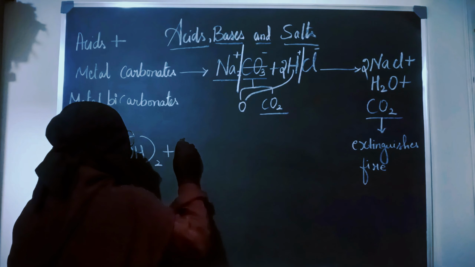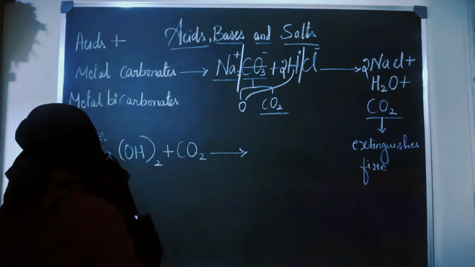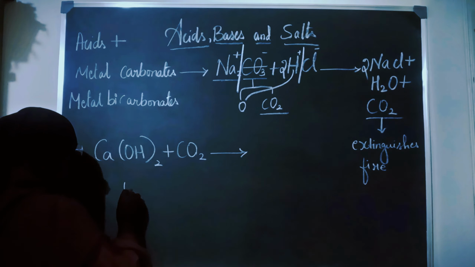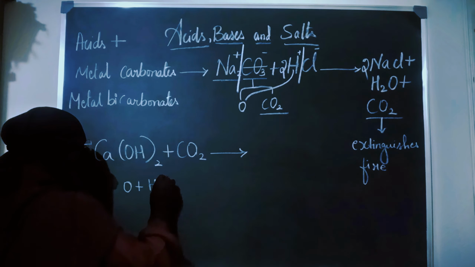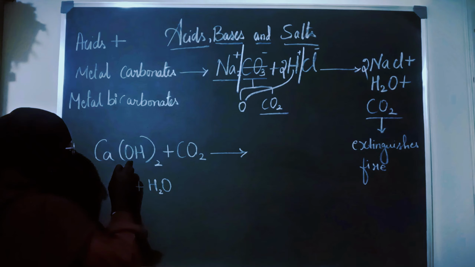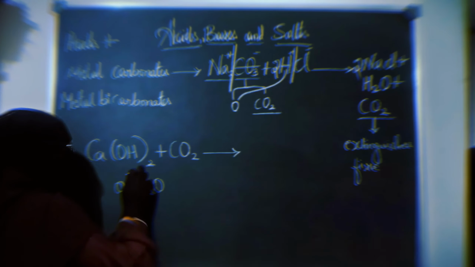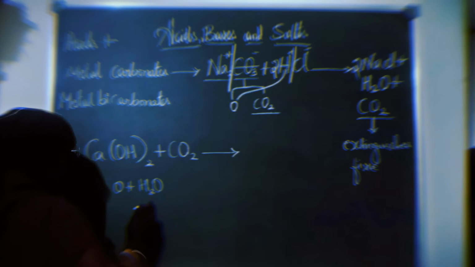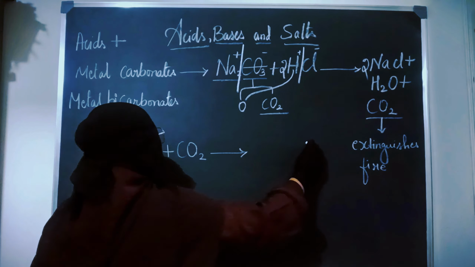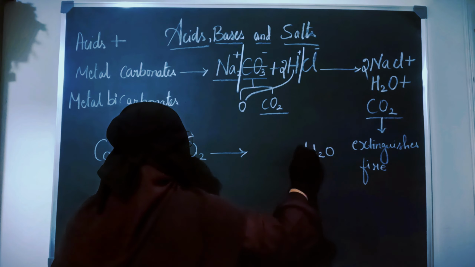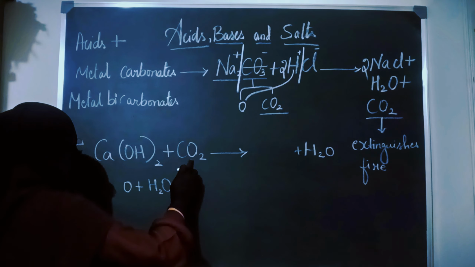If carbon dioxide is passed through the lime water, it leads to the formation of... here, can I break this OH as O plus H2O? Because I already had 2 oxygen and 2 hydrogen. That means the 2 is outside the bracket, which means I have 2 oxygen and 2 hydrogen. So I can break it as H2O and O. So this H2O will be given out, plus this carbon dioxide which is there.